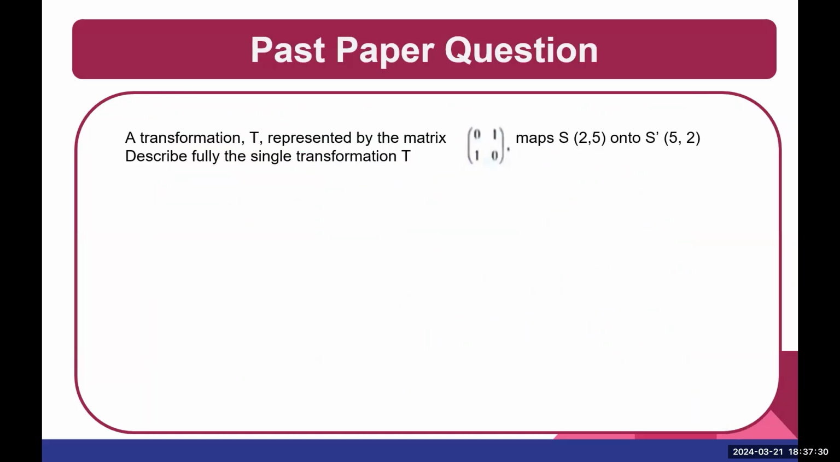All right, so one quick past paper question, and we'll look at the last type of transformation for the day, which is rotation. This one says a transformation T represented by the matrix 0, 1, 1, 0 maps S, with coordinates 2, 5, onto S prime 5, 2. Describe fully the single transformation T. This should take you about 2 seconds to look at it and identify what is happening here.